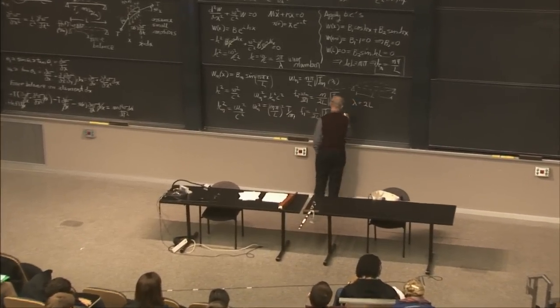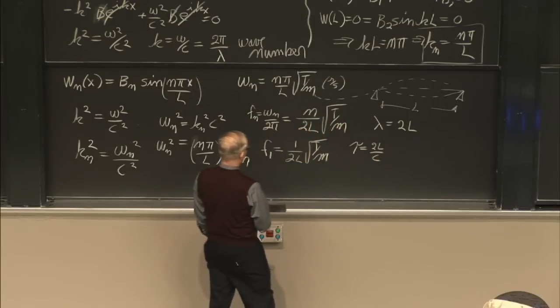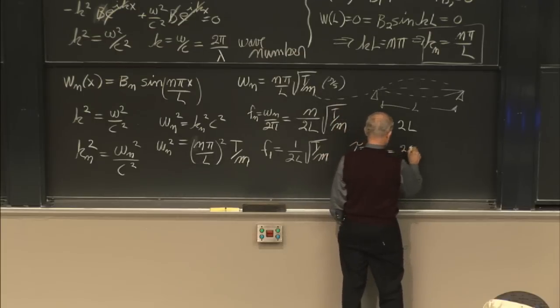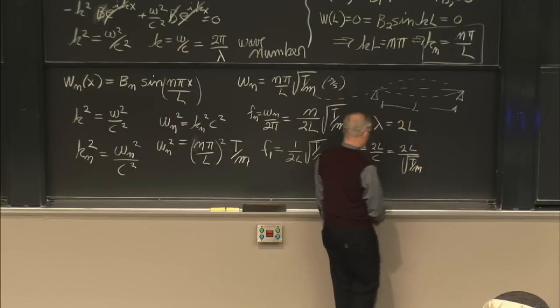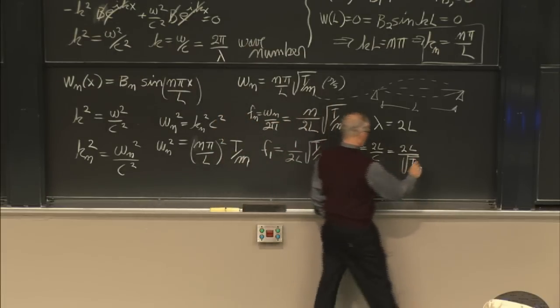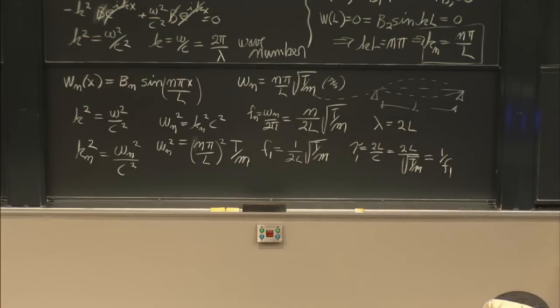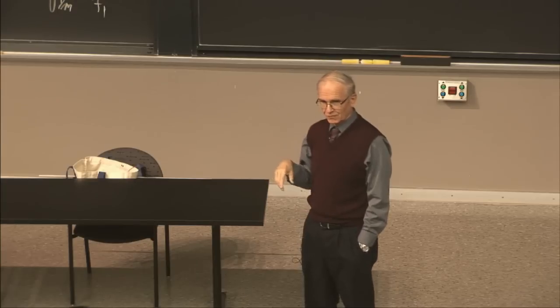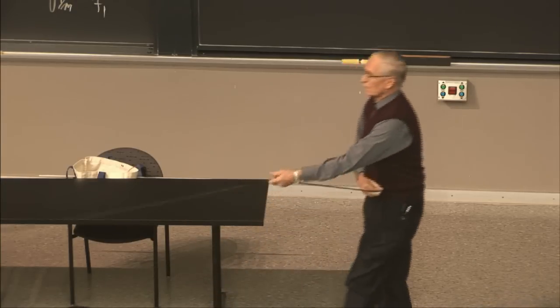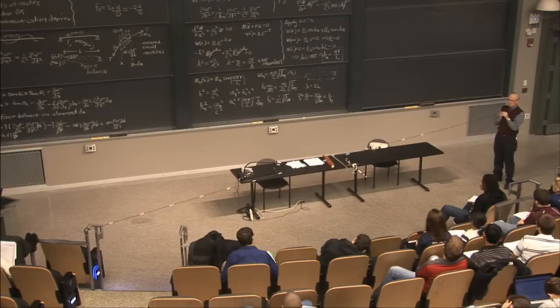So the time required is 2L over sqrt(T/m), but f1 is sqrt(T/m) over 2L. So there is a direct connection between propagation speed, frequencies, and wavelengths. They're very closely related. The natural frequency of the first mode of this string is exactly 1 over the length of time it takes for a disturbance to travel down and back.